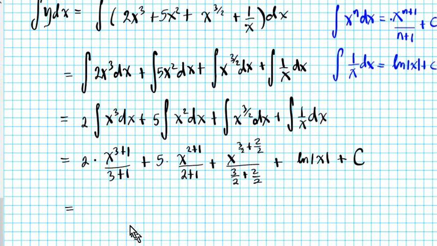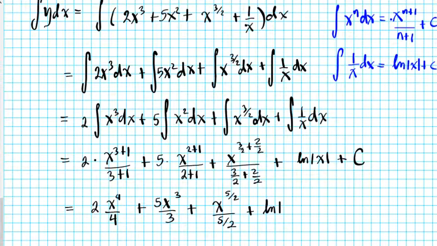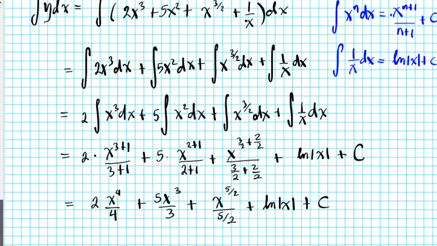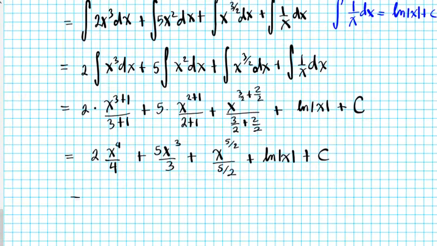Alright, let's go ahead and simplify this. We'll have 2x to the 4th over 4 plus 5x to the 3rd over 3 plus x to the, if you add that up, you have 5 over 2 over 5 over 2, plus the natural logarithm of the absolute value of x plus c. Let's simplify, and that will be our final answer.